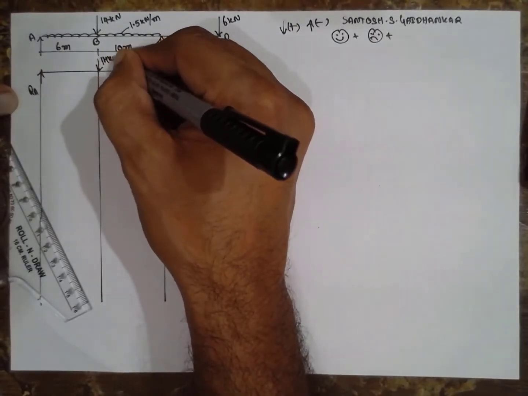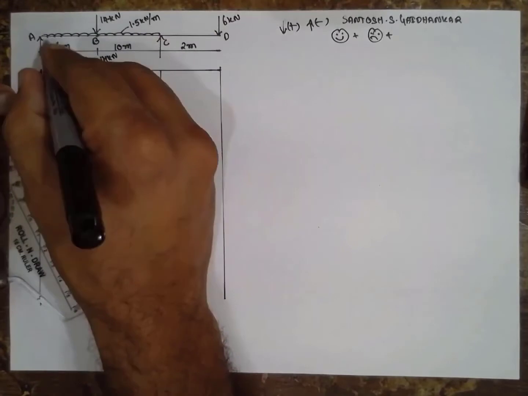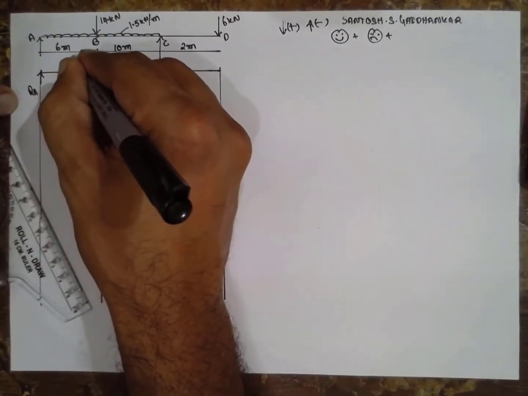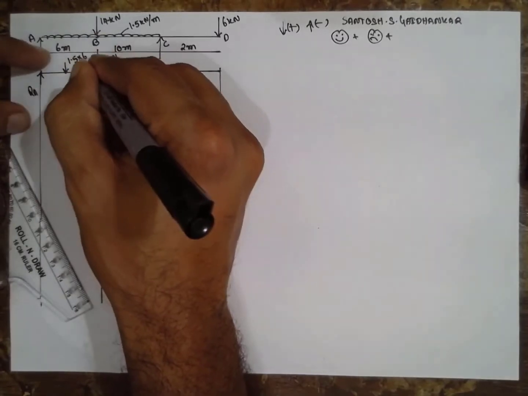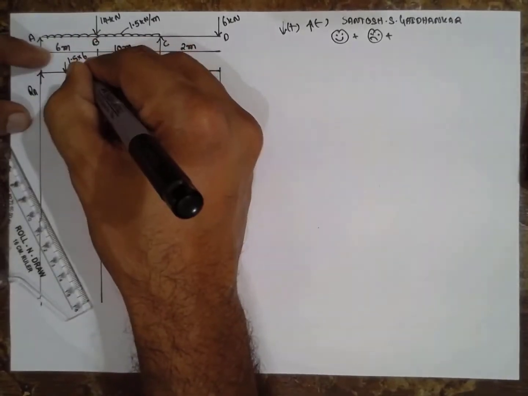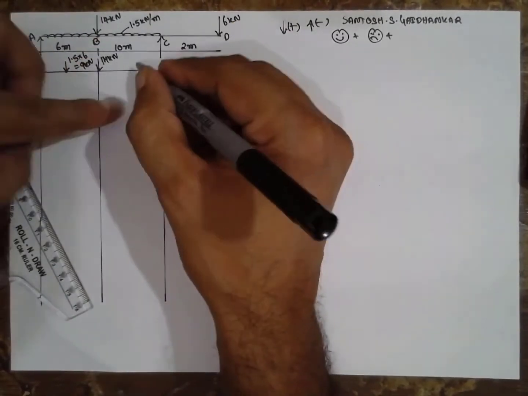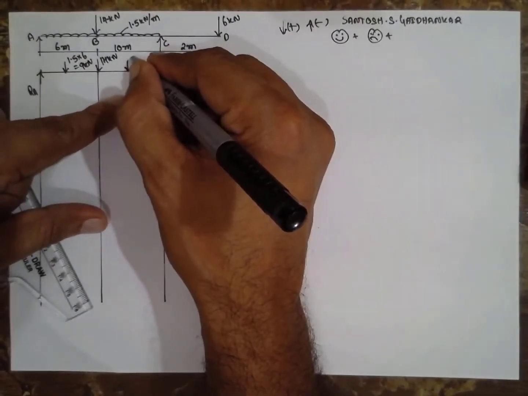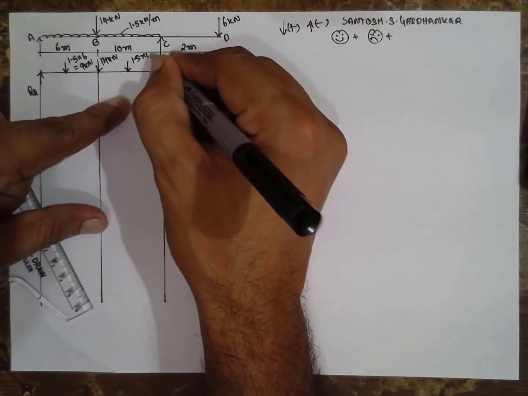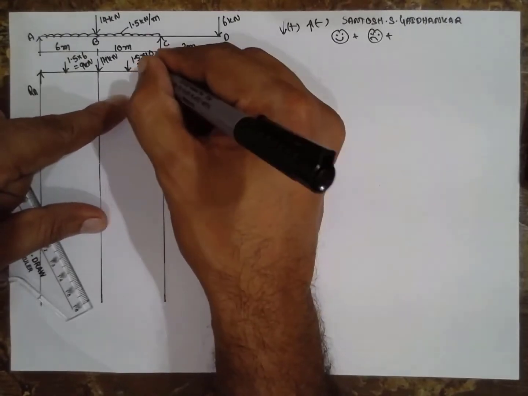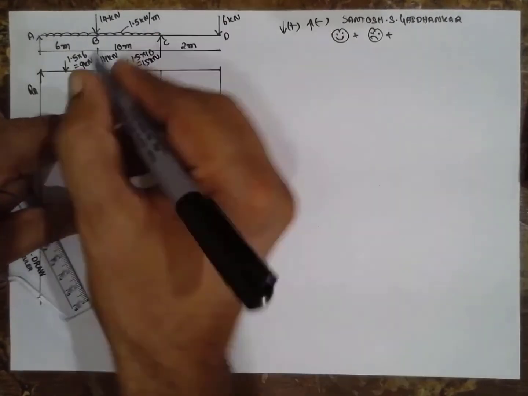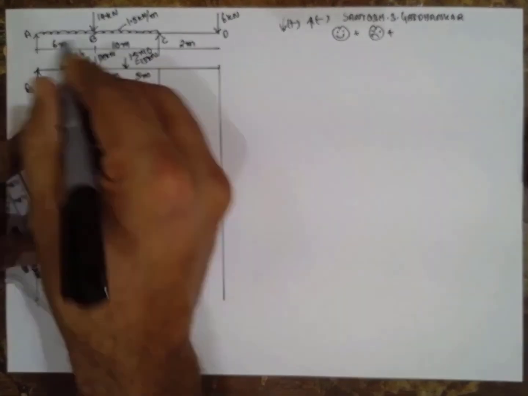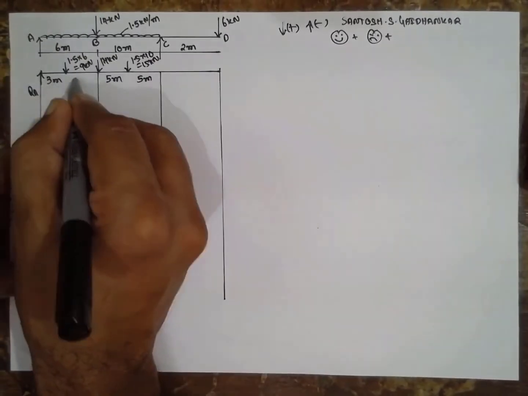The point load is 14 kilonewton. Now the UDL is 1.5, acting exactly at the center: 1.5 into 6 over this distance, the answer is 9 kilonewton. Similarly here, exactly at the center, 1.5 into 10, the answer is 15 kilonewton, and the distance will be 5 meter, and here the distance will be 3 meter apart.